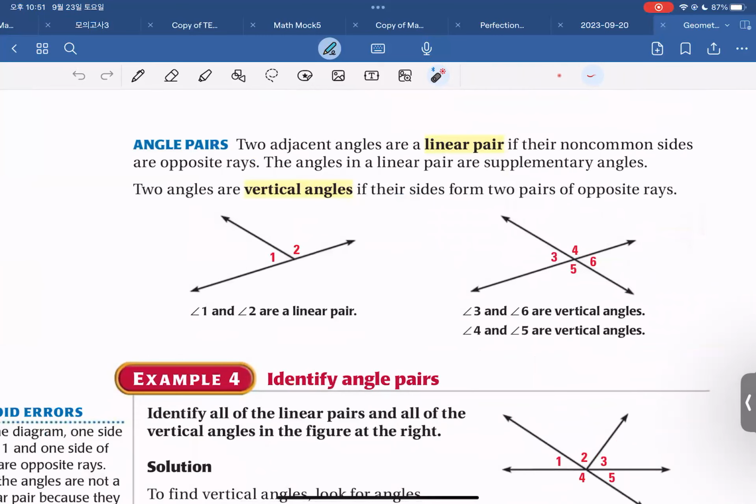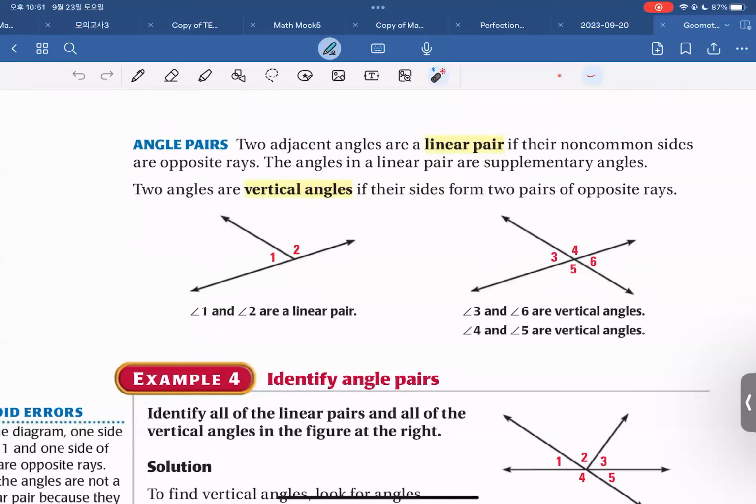So vertical and linear pair, right? This is very important because this comes up a lot later on when you need to prove things. You'll be using the definition of linear pair, for example, or the vertical angles congruence theorem, which you'll learn in the second chapter, coming up a lot in proofs later on. So these are very important concepts and definitions you must know.